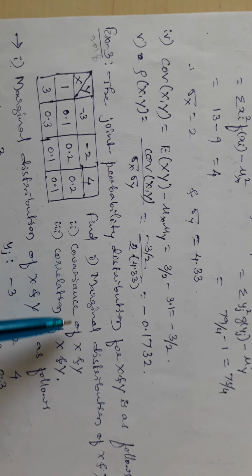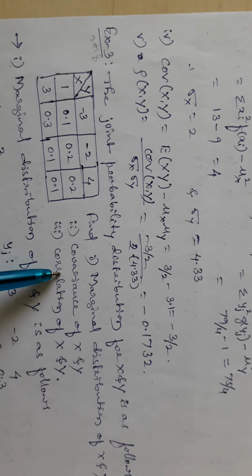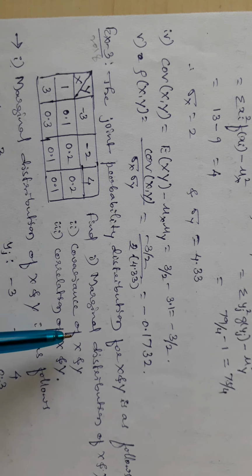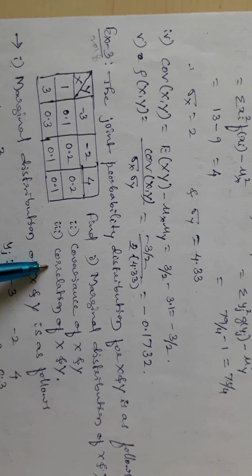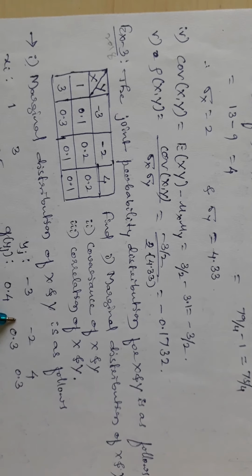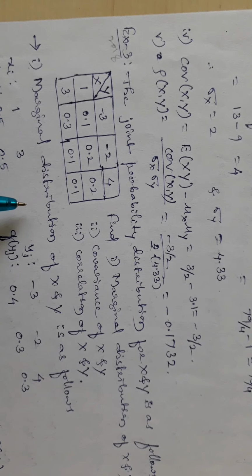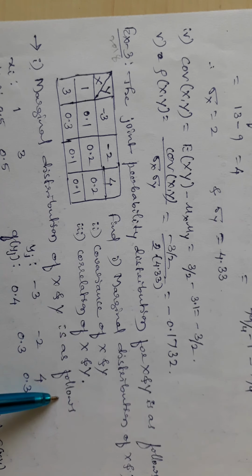Here, to find the covariance of x and y, we need to find the expectation of x, the expectation of y, and the expectation of xy, and for correlation we need to find sigma x and sigma y. For that, first we need to find the variance of x and y. Now the solution. First we need to find the marginal distribution of x and y. Already from the previous example we know how to find it.